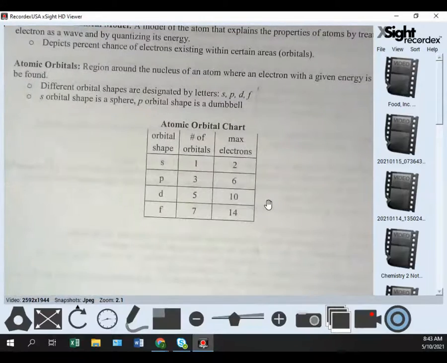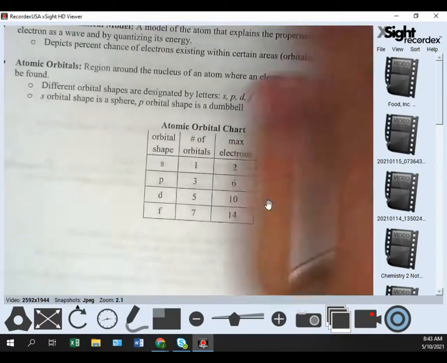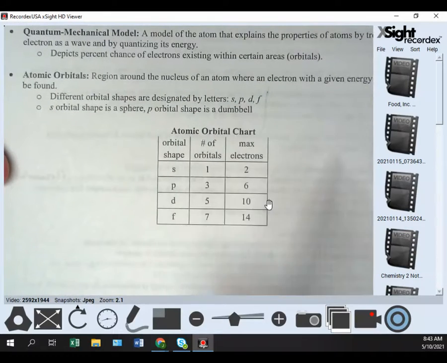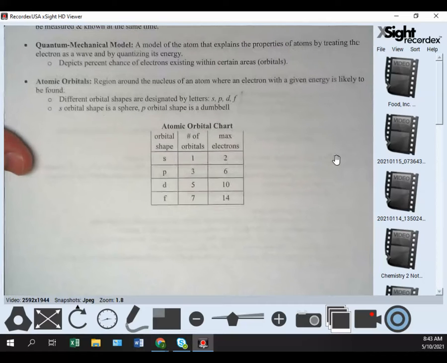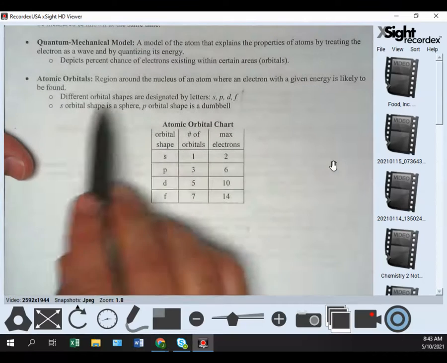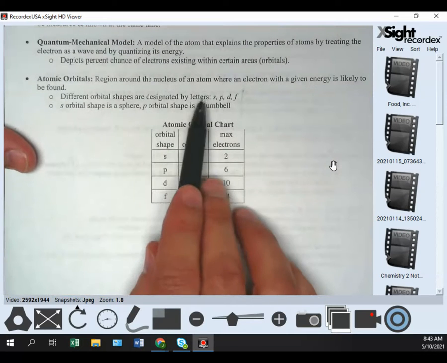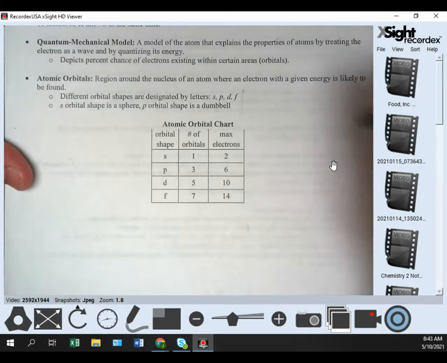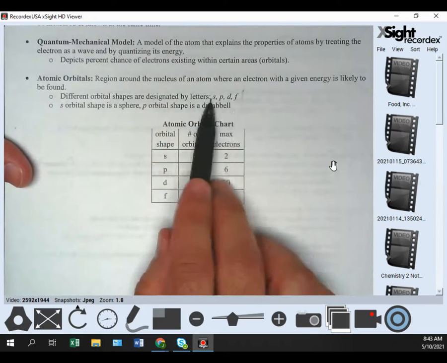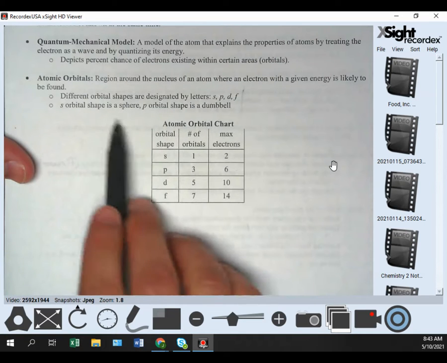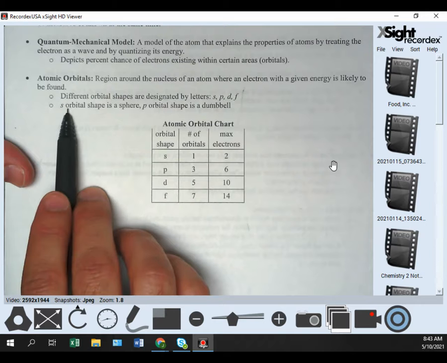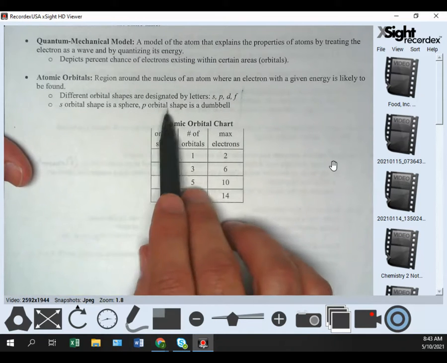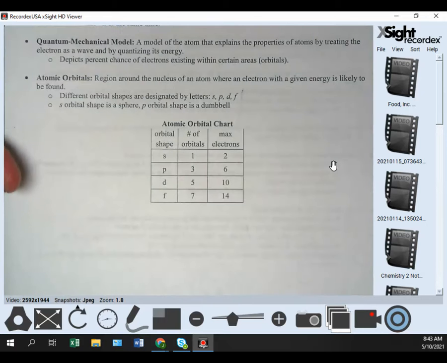Now, atomic orbitals. We already talked about this. They're a region around the nucleus of an atom where an electron with a given energy is likely to be found. Different orbital shapes are designated by the letters S, P, D, and F. Okay? S, P, D, and F. You don't need to know all the shapes. You should know that an s orbital is a sphere and a p orbital is a dumbbell. Okay.